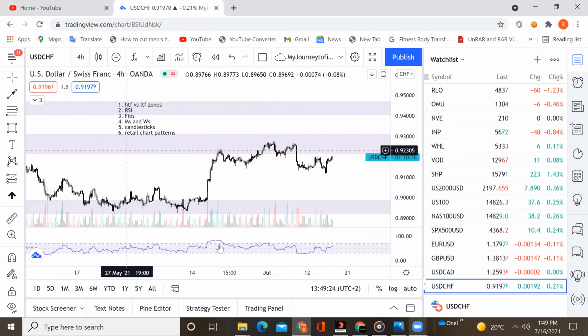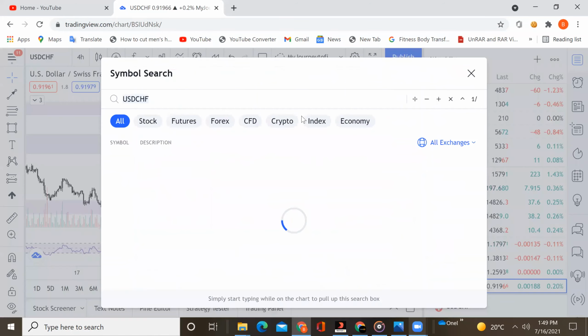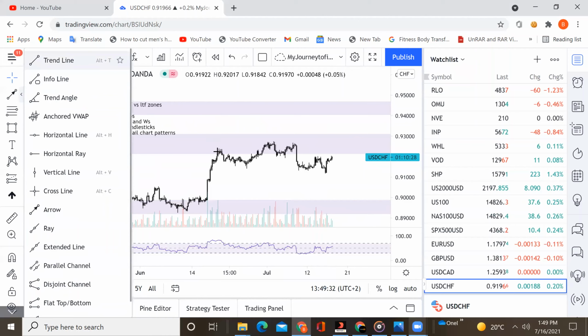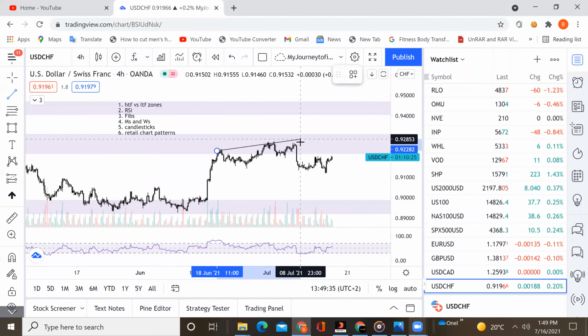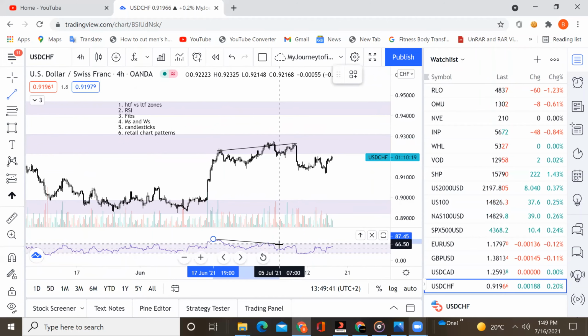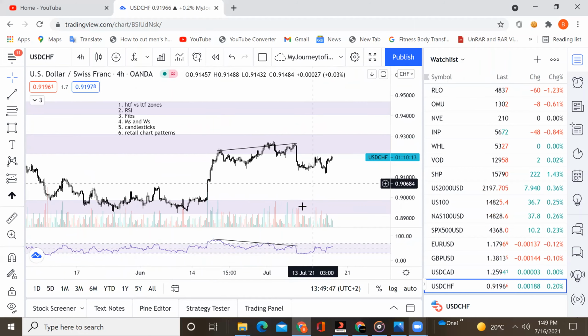As we can see here, what you guys must remember is whenever price is making higher highs and RSI is making lower lows and lower highs, that just tells you that this move is essentially fake and that price should actually be going down. So RSI is very good confirmation for us.